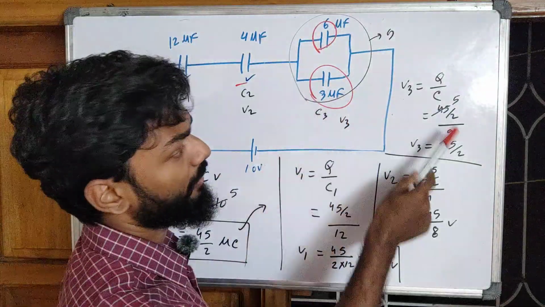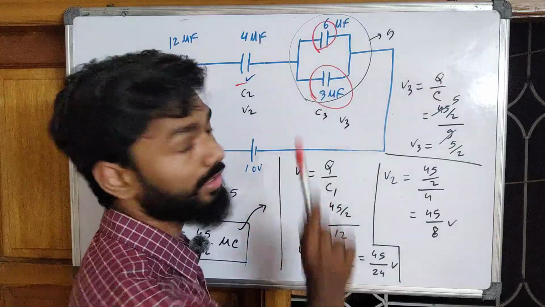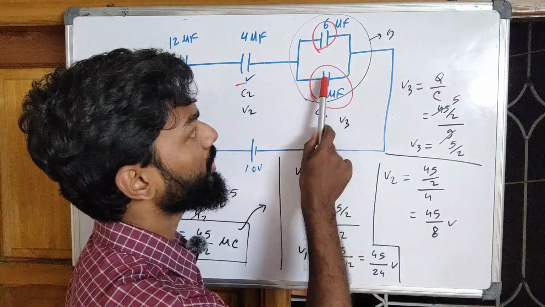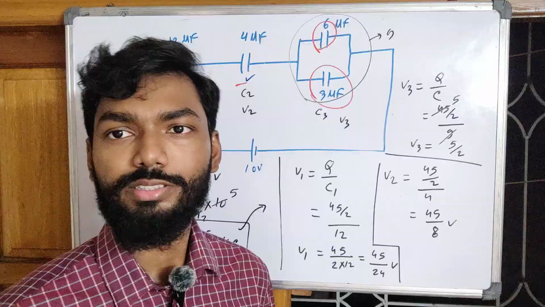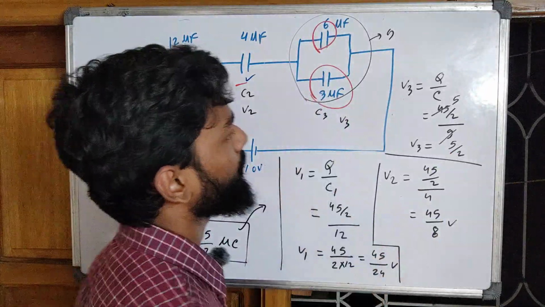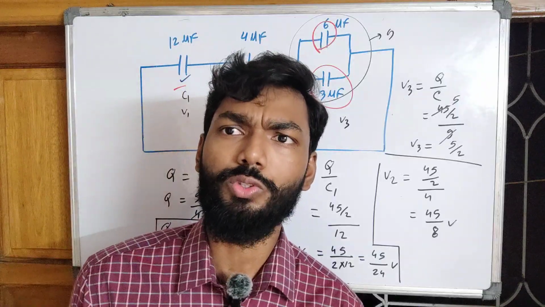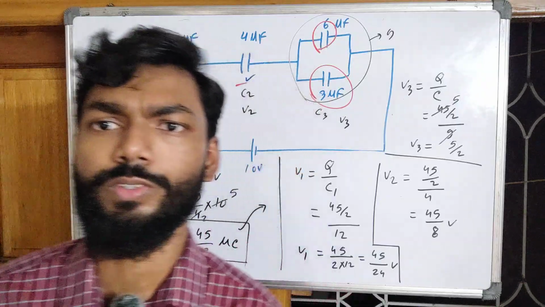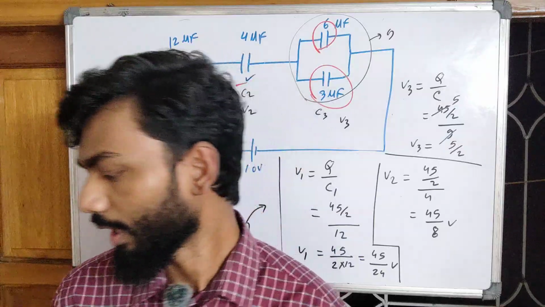What's the meaning? The 5 by 2 voltage will be in this as well as in this, since these two are in parallel combination, and in parallel combination the voltage remains the same. So the 5 by 2 voltage will be across this and across this as well. So this was the solution for the last lecture's final problem.